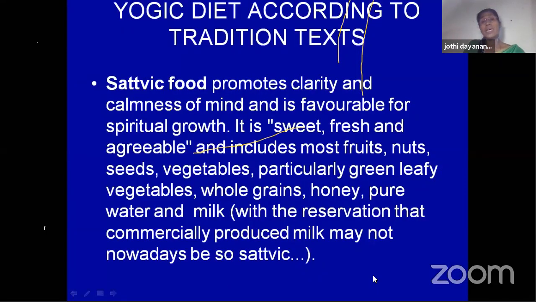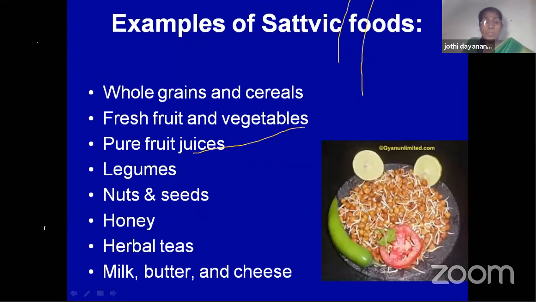So the yogic diet, according to traditional text, promotes clarity and calmness of the mind and is favorable for spiritual growth. So when you get into Sattvic food, you get into spiritual growth. You don't get involved in violence or aggressiveness. You practice ahimsa, and you don't lie, all that comes naturally. So it is sweet, fresh, and agreeable, and includes most fruits, nuts, seeds, vegetables, particularly green leafy vegetables, whole grains, honey, pure water, milk. So these are the examples. You can see sprouts also become one part of the Sattvic food.